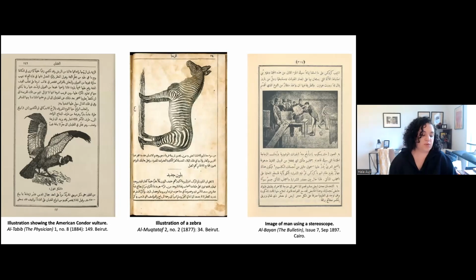Engravings also illustrated what publishers considered to be exotic flora and fauna, many of them foreign to the Levantine landscape, like the American condor, vulture, or zebras. Many engravings also captured subject matter that was popular amongst global audiences at the time, such as renditions of the latest technologies. Like here in the image on the right, you're seeing a person using a stereoscope. There's also a lot of images of how the camera works, telegrams, and many other types of technologies that are really being featured and seen for the first time in these journals.